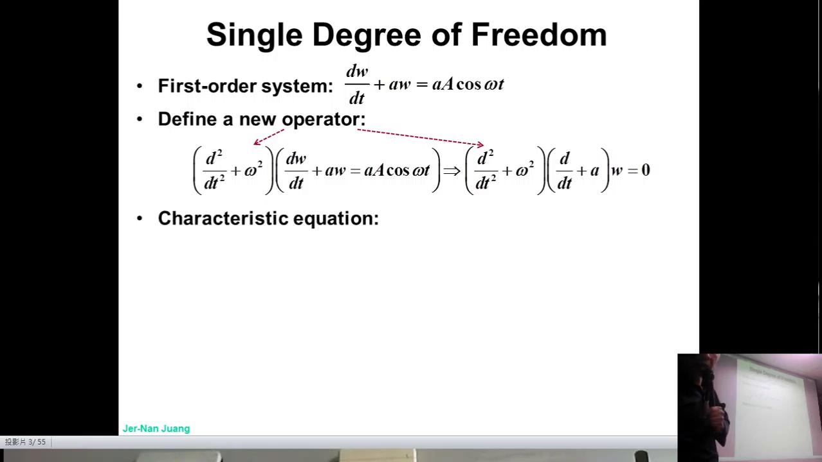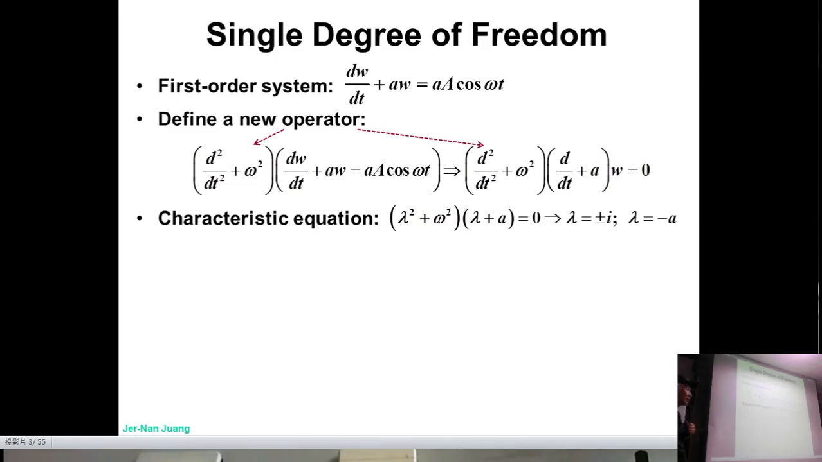That produces what I call the characteristic equation, which gives lambda squared plus omega squared, then parentheses lambda plus a, parentheses equal to 0, and that gives you 3 roots, or you call eigenvalues. The 3 roots: lambda equal to plus or minus i omega, and lambda equal to minus a. Okay, let me ask you one simple question. Which lambda belongs to the homogeneous solutions?